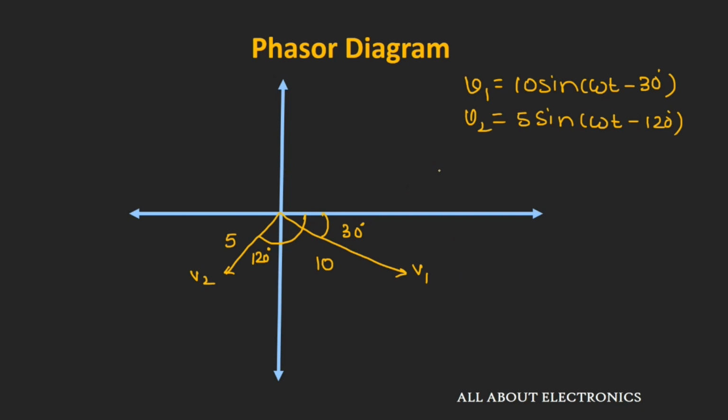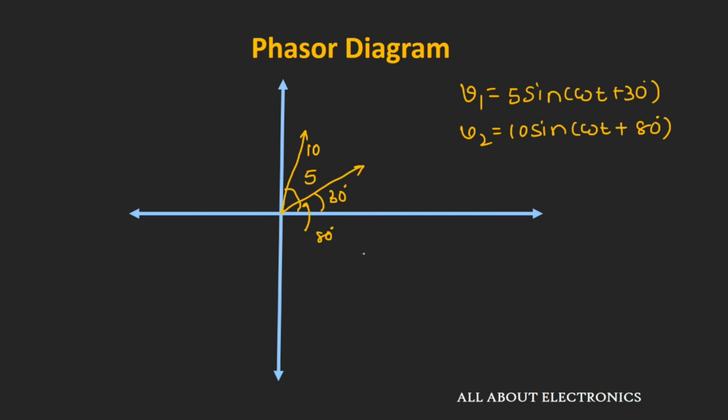Now on this phasor diagram, the anti-clockwise direction is known as the leading direction, and the clockwise direction is known as the lagging direction. As you can see here, V1 is leading V2 by 120 minus 30, that is by 90 degree. Similarly, in the first case, V2 is leading the V1 signal by 80 minus 30, that is by 50 degree.